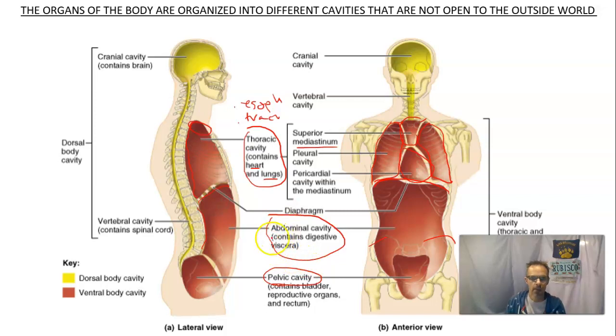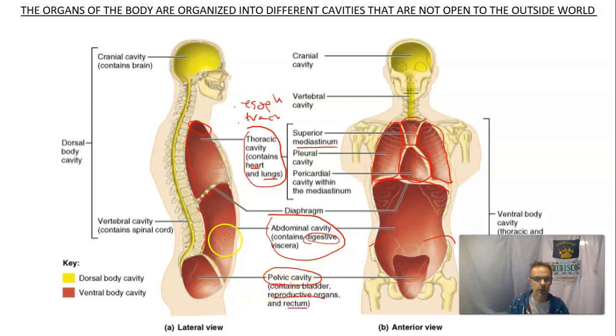Typically the abdominopelvic cavity is going to contain all of the organs of the digestive system. So you're talking about the stomach, small intestine, large intestine or colon, and then the pelvic cavity has the reproductive organs and the last bit of the digestive system, the rectum. The accessory digestive organs, such as the liver, spleen and pancreas, are also in the abdominal cavity.